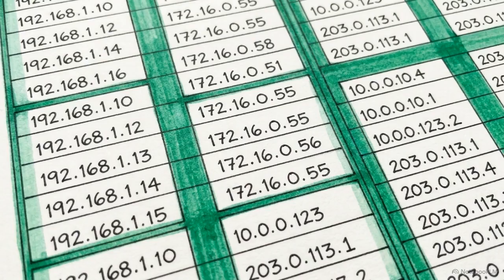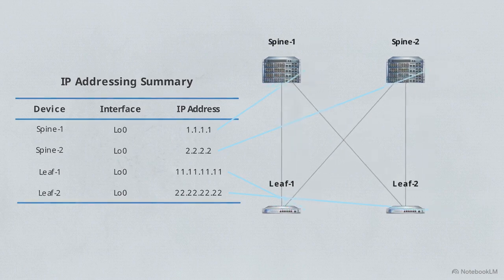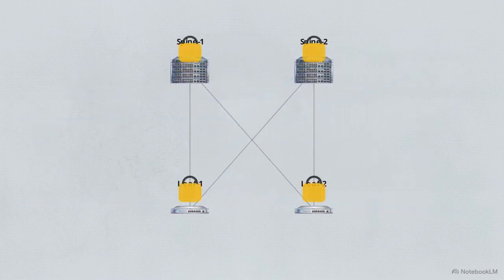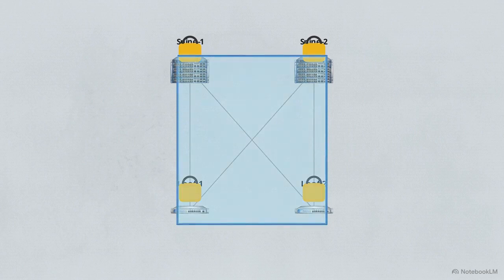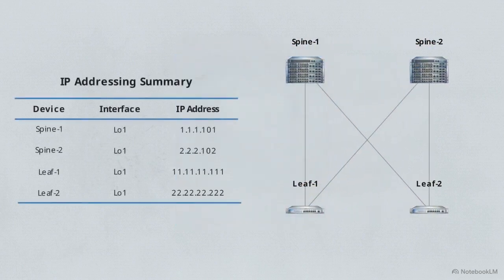The entire structure depends on strict physical IP allocation. This table outlines our addressing strategy, starting with the loopback 0 interfaces. We assign 1.1.1.1 and 2.2.2.2 to the spines, and 11.11.11.11 and 22.22.22.22 to the leaves. These loopback 0 addresses serve a vital function. They act exclusively as the BGP router IDs to stabilize the control plane peering.